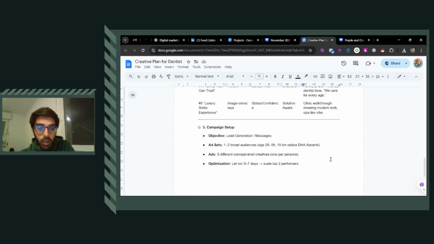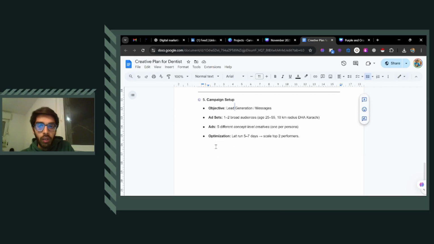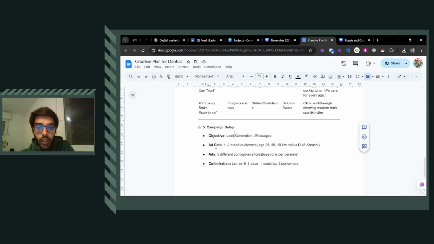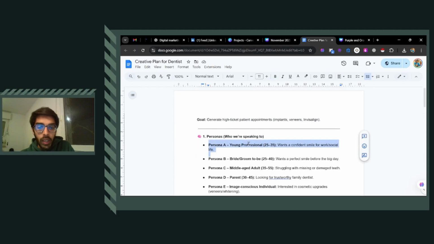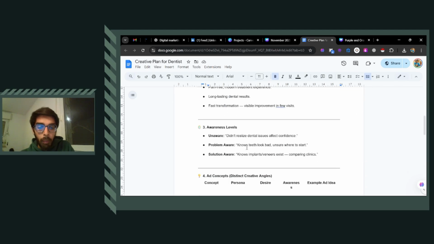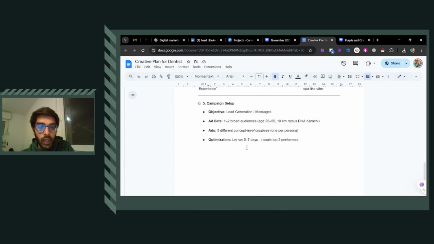So accordingly, for the ad structure, as already discussed, the objective would be lead generation, and you would be creating a maximum of one to two broad audiences. I'll be sharing the workflow with you shortly in further videos: we'll be going with one campaign, one persona. Like there would be a campaign for persona A, the young professional, and in that particular campaign we only have the young professional targeting, with only one to two broad audiences.